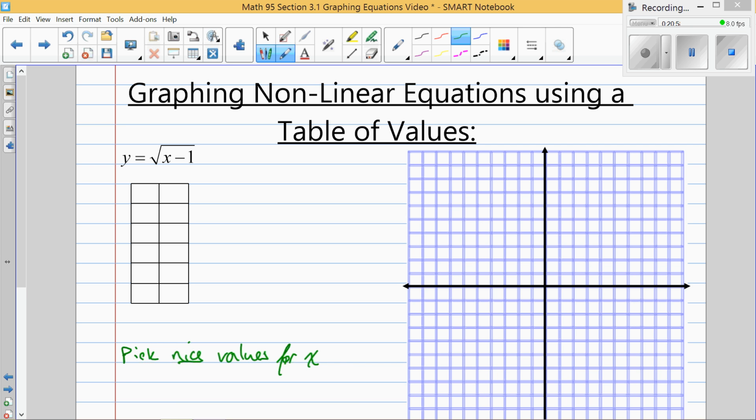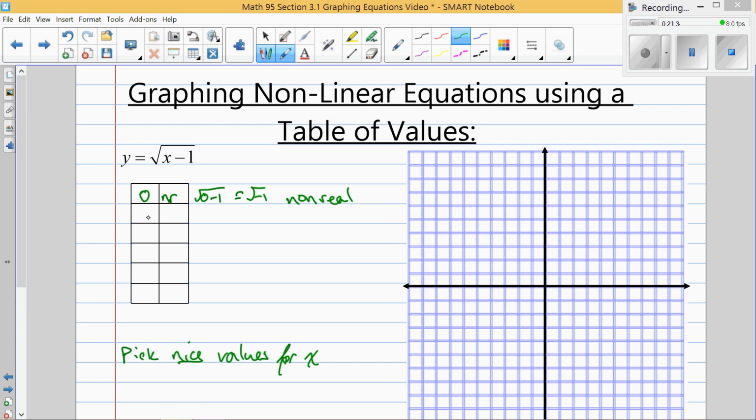First, I'll try 0. And the reason I did this is because if I plug a 0 in here, I'm going to get the square root of 0 minus 1, which is the square root of negative 1, and that gives us a non-real answer. You might remember that you cannot take the square root of negative 1 to get a real number, so I'm just going to call this not real. Your calculator will tell you error if you do this. Okay, so that wasn't a nice value for x, but it will demonstrate something here.